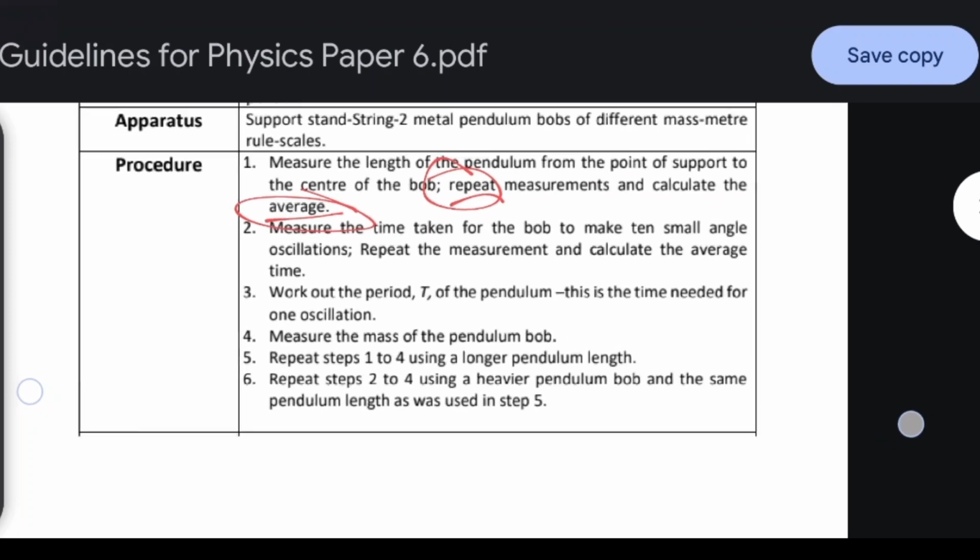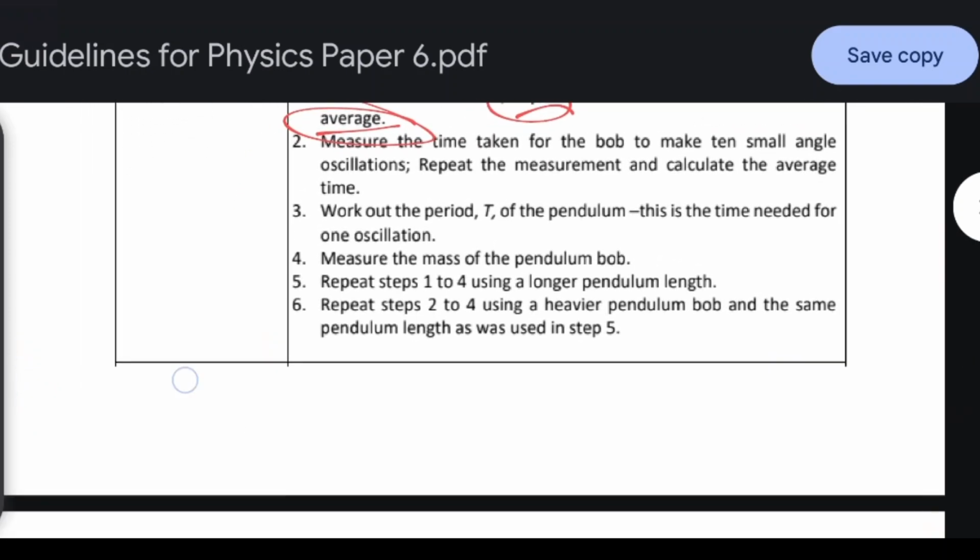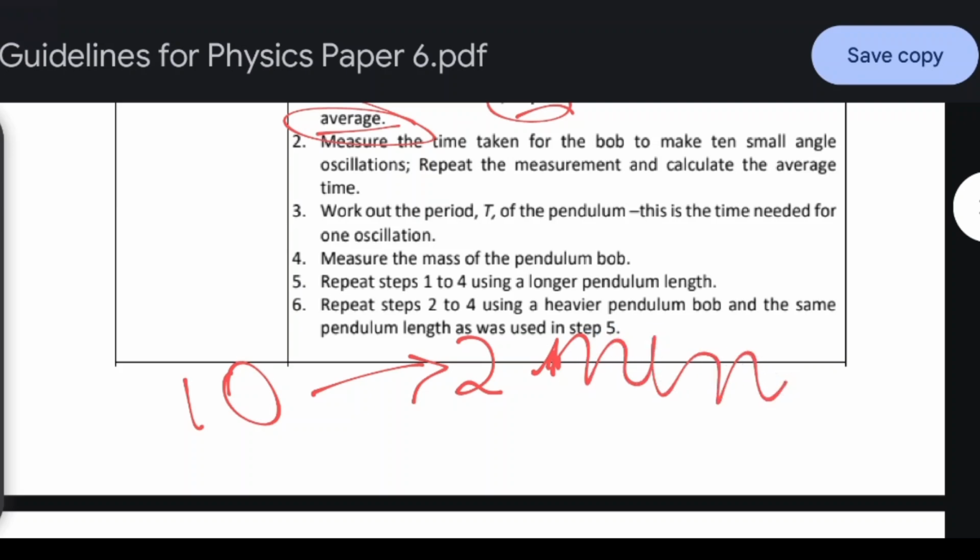This is the time needed for 1 oscillation. So how are you going to work it out? If you know, for example, that for 10 oscillations, you can use the proportionality method if you can't do it the other way. For 10 oscillations, the time taken is, for example, 2 minutes. So for 1 oscillation, how much is the time going to be?